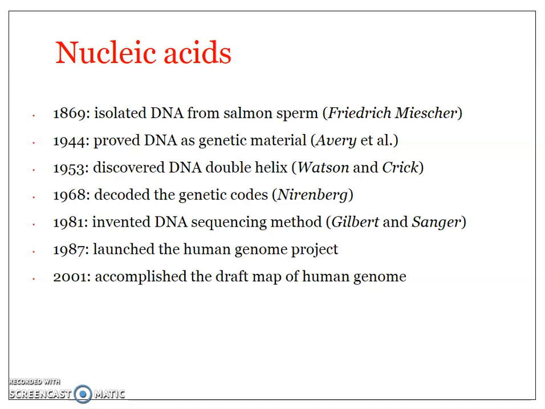In 1968, Nirenberg and many other scientists, including Har Gobind Khorana, decoded the genetic codes. And later in 1981, Gilbert and Sanger came up with the DNA sequencing method, which could later be employed for genomic studies. Okay, so this is the basic timeline of discovery as well as various studies conducted on nucleic acids.